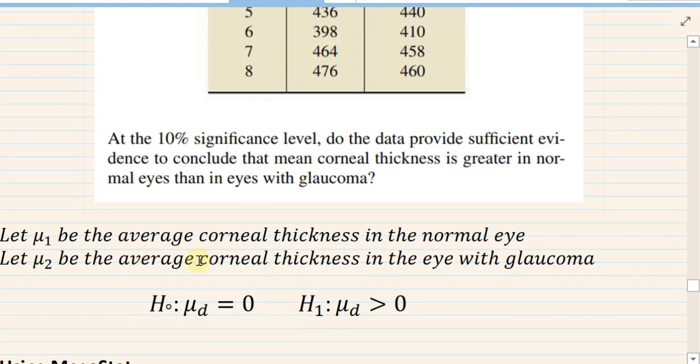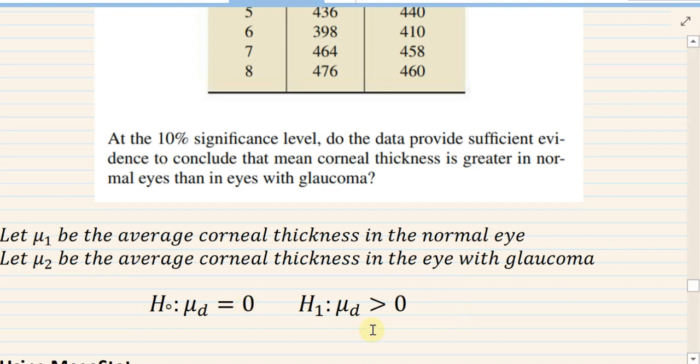Okay, so I'm going to let mu1 be the average corneal thickness in the normal eye, and mu2 the average corneal thickness in the eye with glaucoma. The null says the difference is 0. There is no difference in corneal thickness between normal eyes and eyes with glaucoma. In other words, the null says glaucoma is not a degenerative disease.